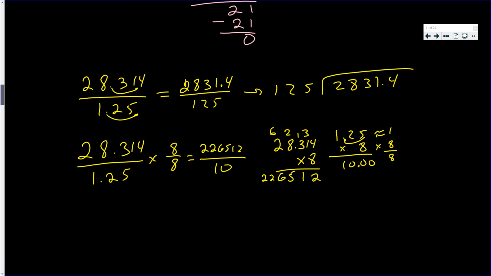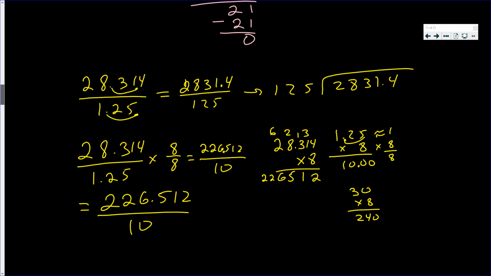226512. Now 22 is around 30. 8 is around, say, 8. So I get around 240. The decimal goes there. But now here's the beauty. Let me write it down a little bit bigger. Here's the beauty in this.